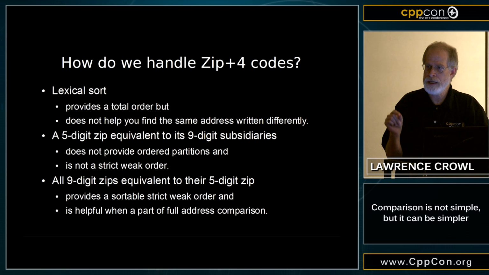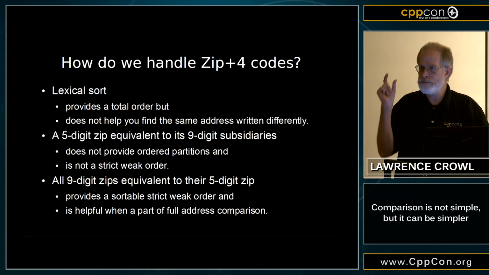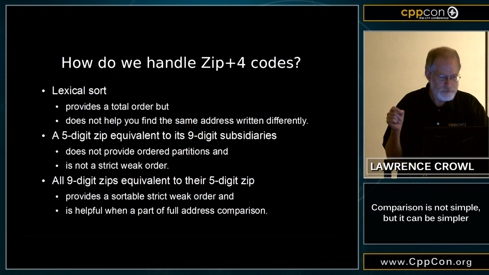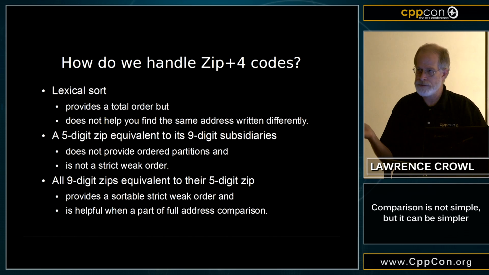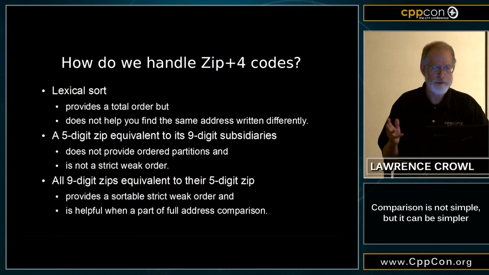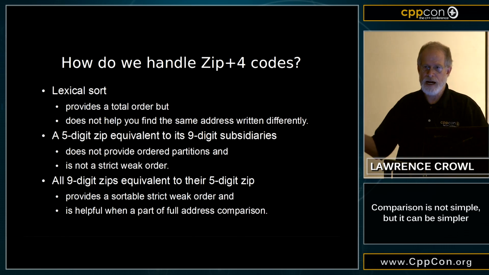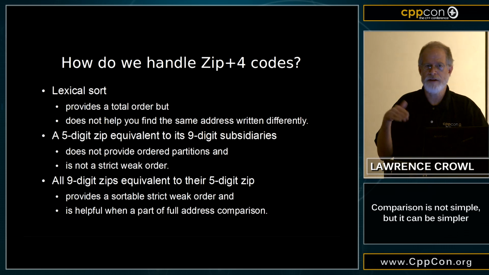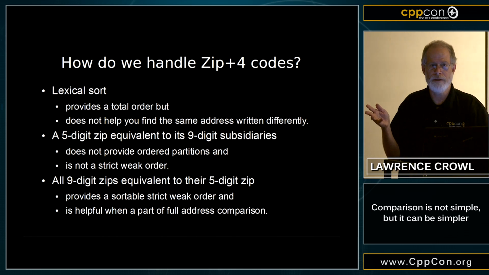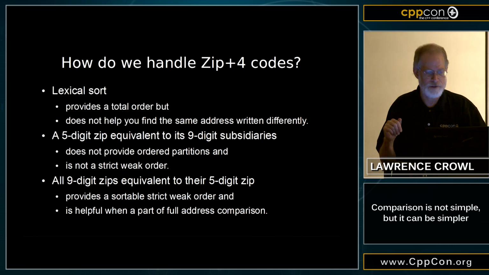What we want to do is figure out how to sort zip codes when they might have 5 digits or they might have 9 digits. One way to do this is just to consider them all strings and do a lexical sort. This provides a total order, so it's good for sorting, but the problem is it sorts 1, 2, 3, 4, 5, 6, 7, 8, 9 as very different from 1, 2, 3, 4, 5. And if we're trying to see if it's the same address written 2 different ways, then we've separated those in the sort and we're not going to match up.